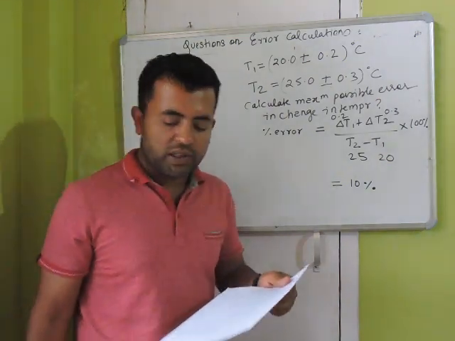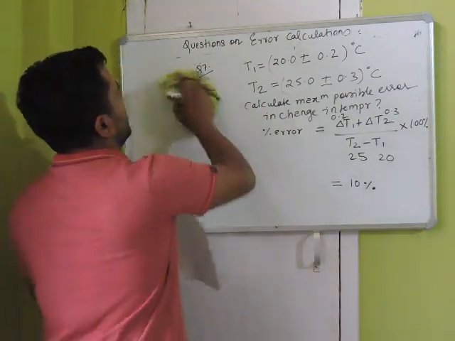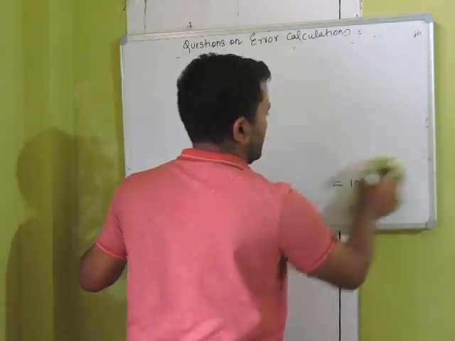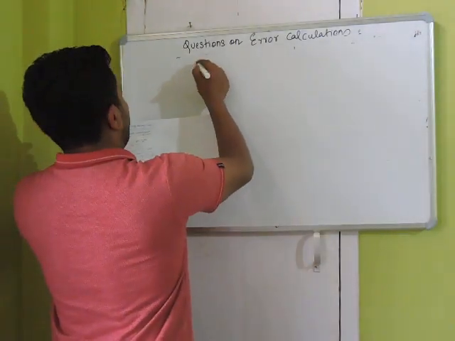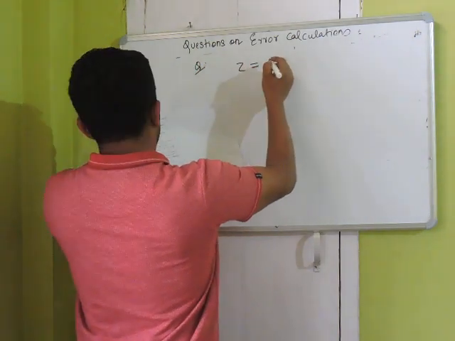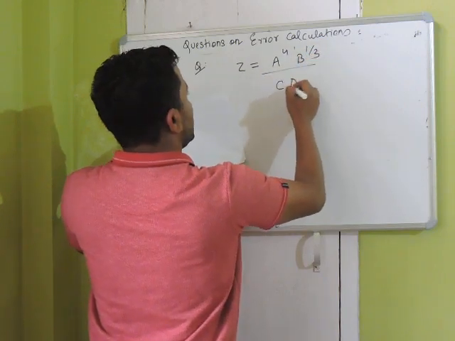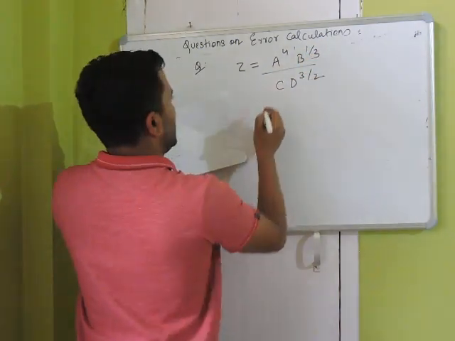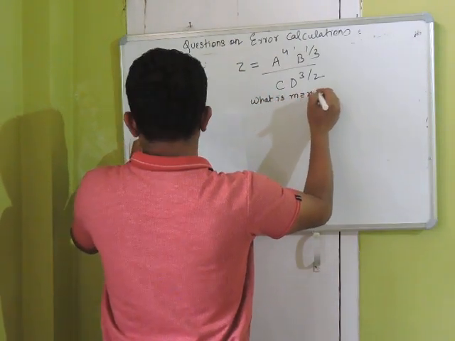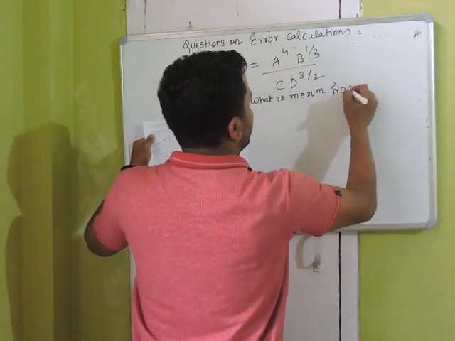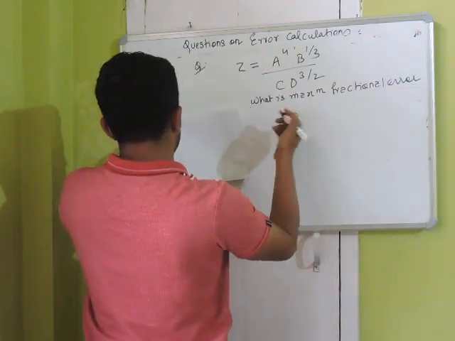Now next question. Suppose z is given as a^4 b^(1/3) c d^(3/2). The question is, what is the maximum fractional error? It is sometimes just called maximum error in z.